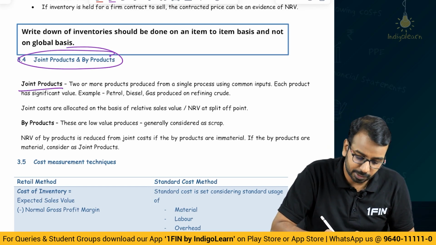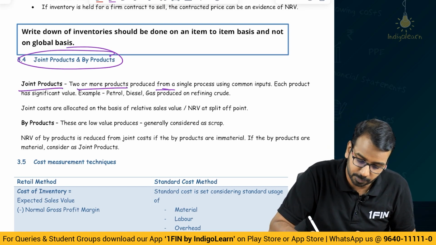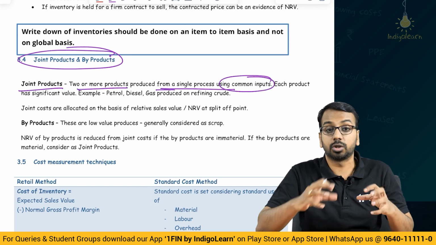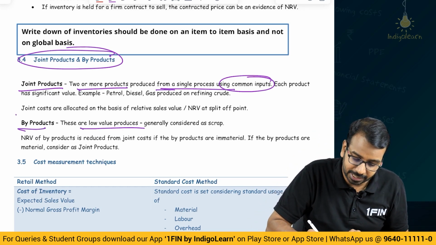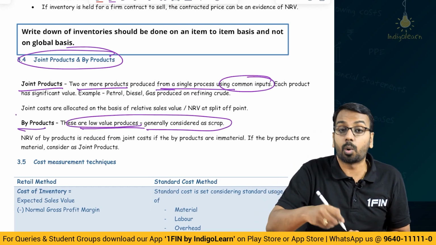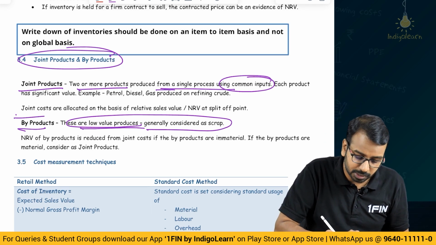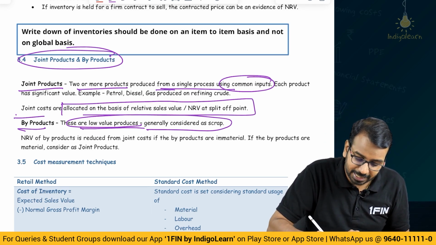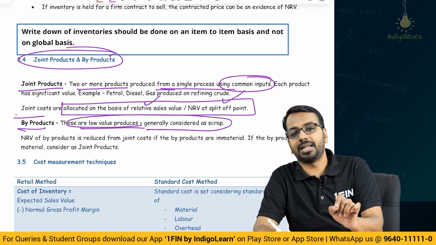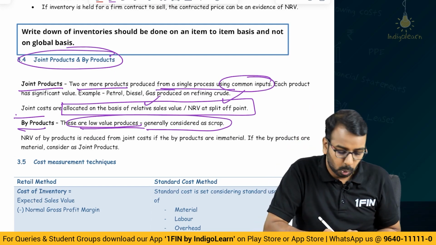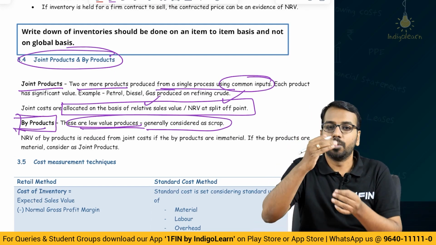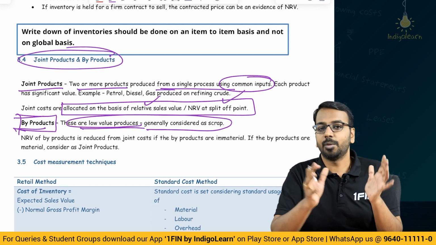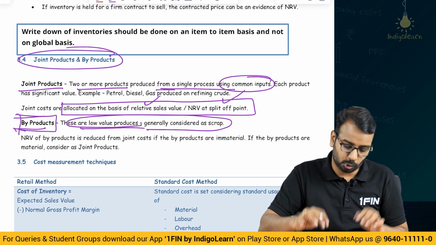Joint products are two or more products which are produced from a single process using common inputs. Both the products are valuable. Byproducts are low valued products. Generally they are considered as scrap. Now what do we do with the joint cost? Joint costs are allocated on the basis of relative sales value or net realizable value at the split off point. What do we do with the byproduct? Whatever revenue you get from the byproduct, you will reduce from the cost of the main product or from the joint cost.